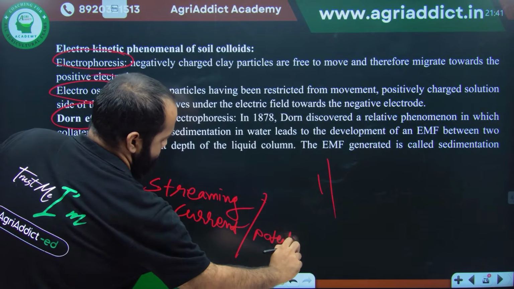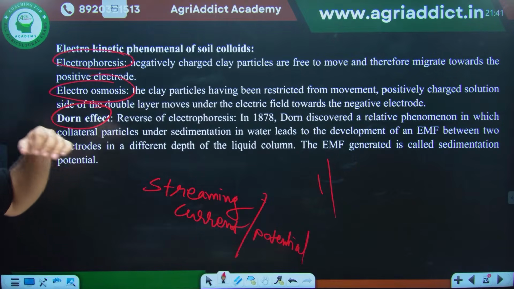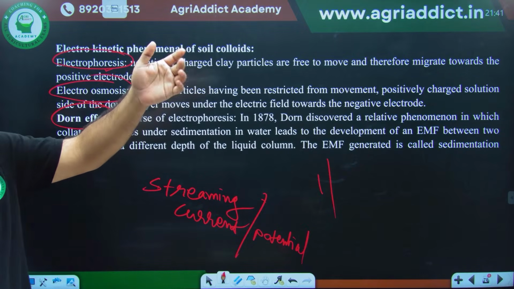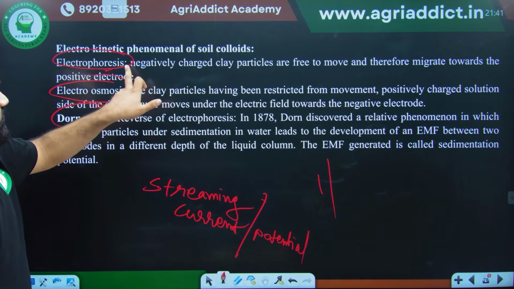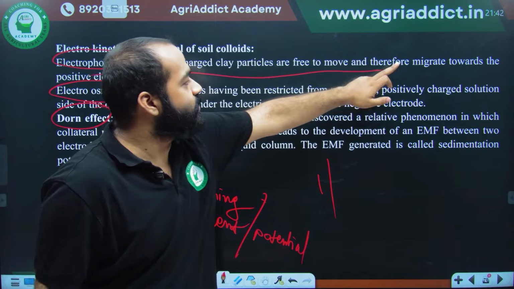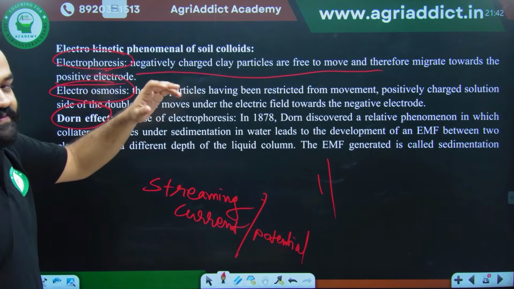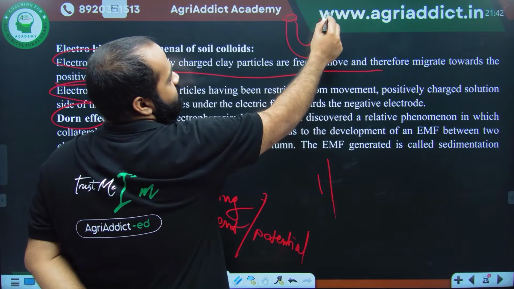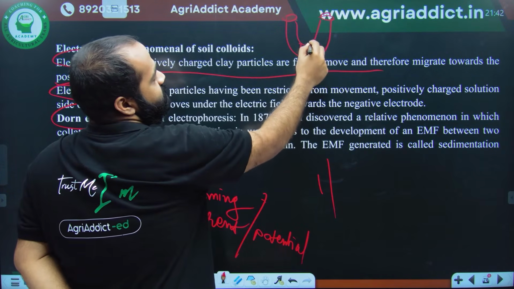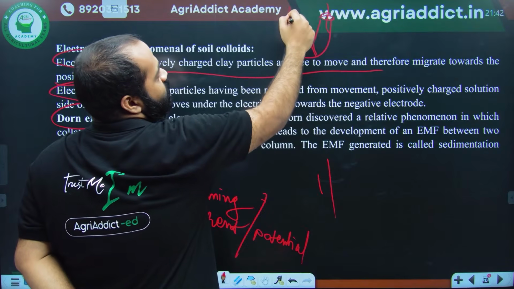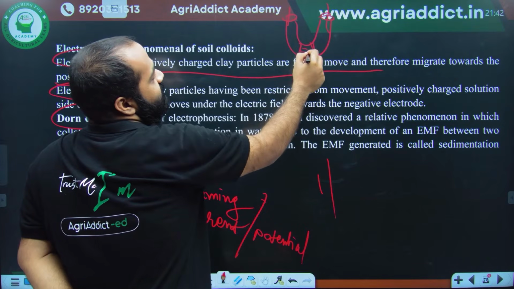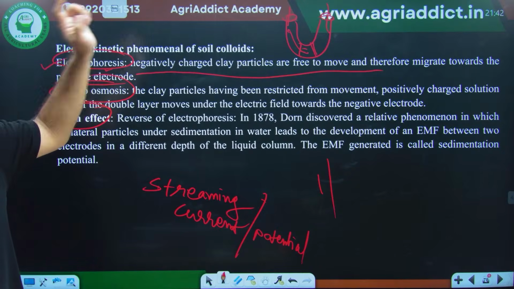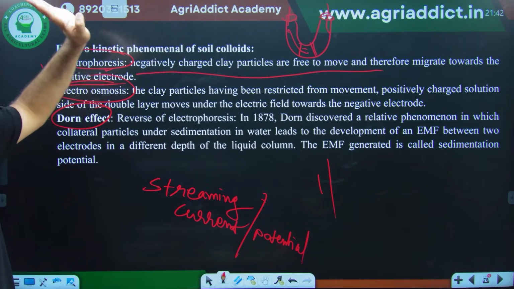ये क्या है, मैं बहुत जल्दी से समझा देता हूँ. Electrophoresis, I think you all know, it happens in gel electrophoresis, you know, DNA. So negatively charged clay particles are free to move and therefore migrate towards the positive electrode. I think you have read that part where it is given in ISSS. You take a soil clay suspension here, and if you put 2 electrodes and apply charge, the clay will go towards the positive electrode. That is the electrophoresis. This happens exactly the same in DNA electrophoresis, gel electrophoresis as well.